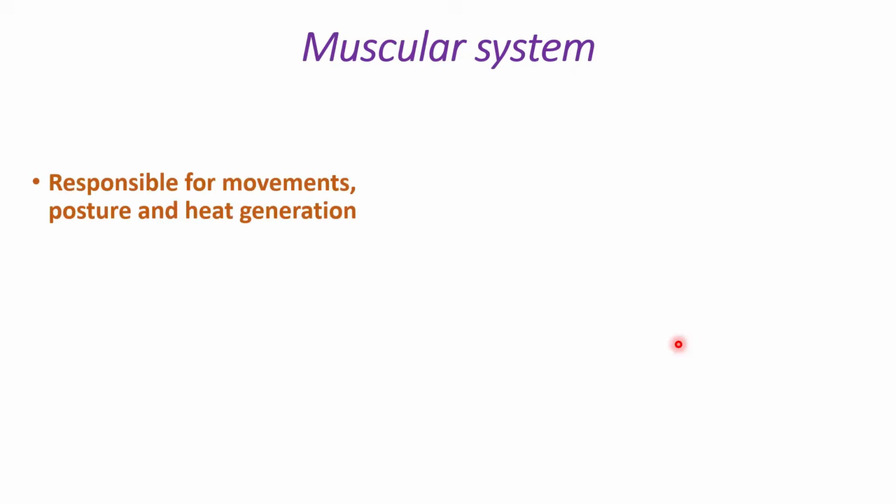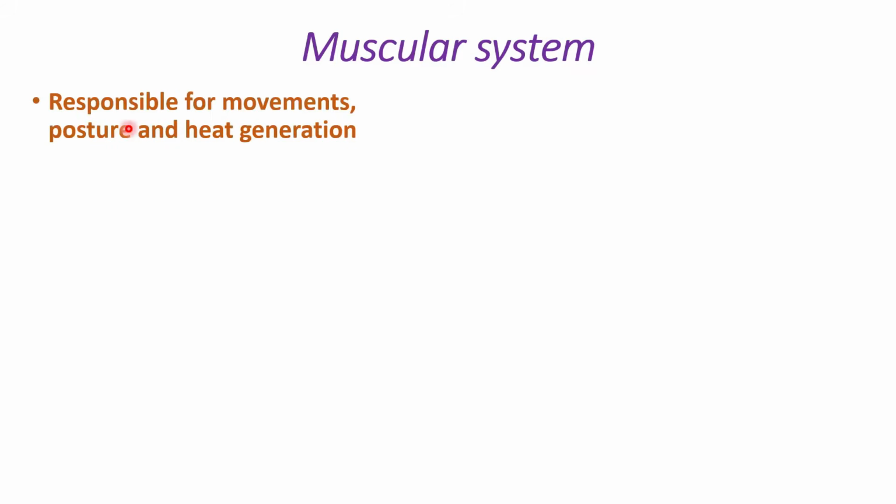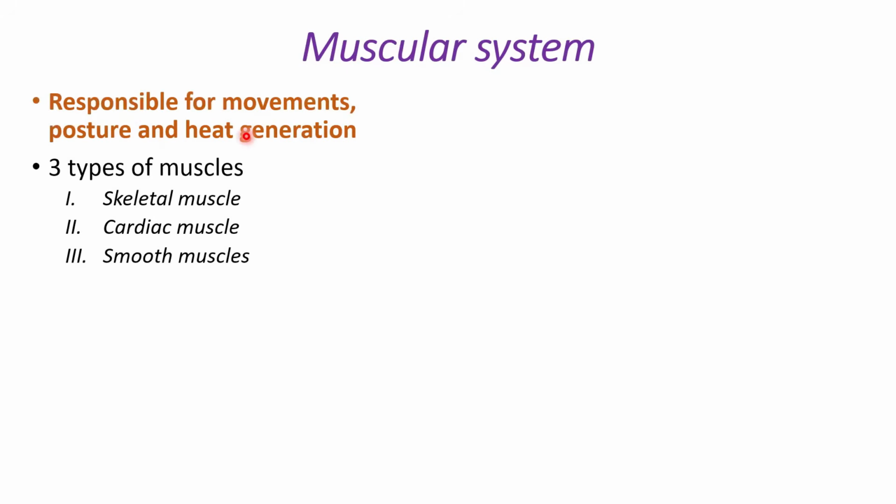25, 26. Yes, so the other part of the musculoskeletal system is the muscular system. We've already covered the skeletal system, so now we're covering the muscular system. The muscular system is responsible for movements, posture and heat generation. It's that action of the muscles when they're contracting and relaxing. And the human body has 3 types of muscles: skeletal muscles, cardiac muscles, and smooth muscles.